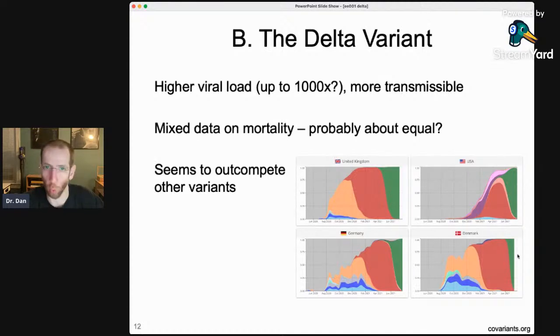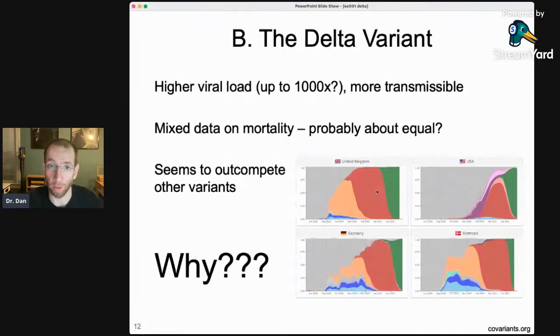Delta is just a selective sweep, right? It just takes over the population, and the vast majority of cases are the Delta variant. So the Delta variant is extremely competitive, is what we know. So the thing we want to talk about is why, and that's what we're going to end this with.